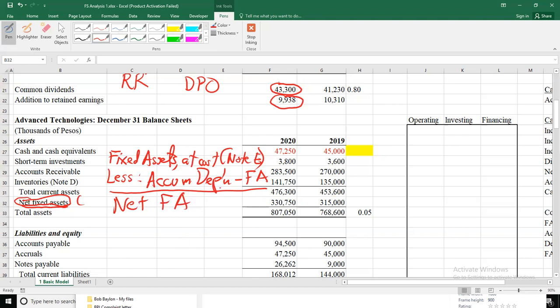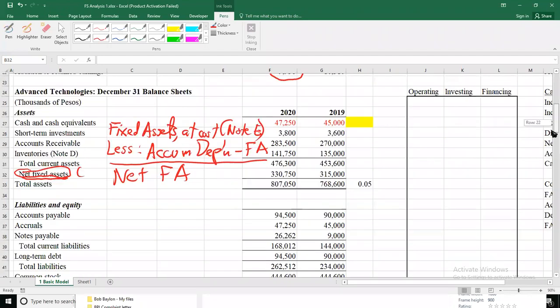Okay, so accumulated depreciation. Isa naman, accumulated amortization. That's used for intangible assets. So pag may intangible assets, that's quote-unquote depreciated over time using accumulated amortization. So may amortization expense din, parang depreciation. Okay, then liabilities and equity, guys.